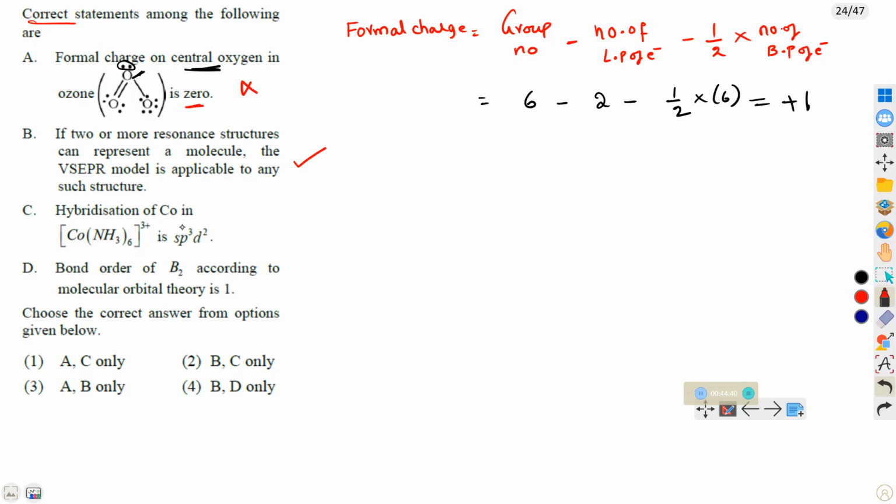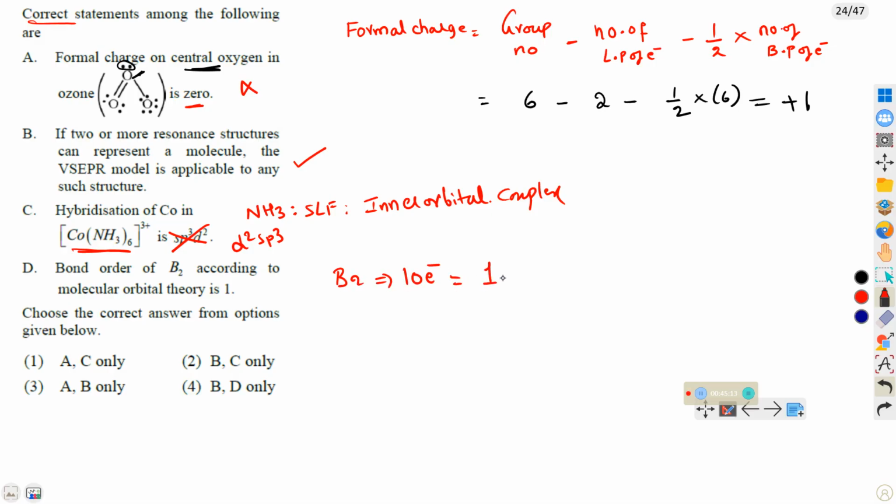Hybridization of Co in [Co(NH3)6]3+: NH3 is a strong ligand field. So the complex is an inner orbital complex. Hybridization starts with d orbital and its hybridization is d2sp3. Bond order of B2 molecule, total number of electrons 10 electrons. So bond order value is 1.0. Correct. So B, D are correct statements.